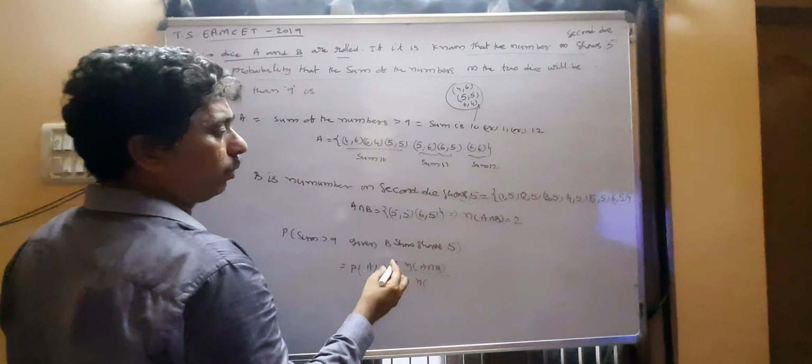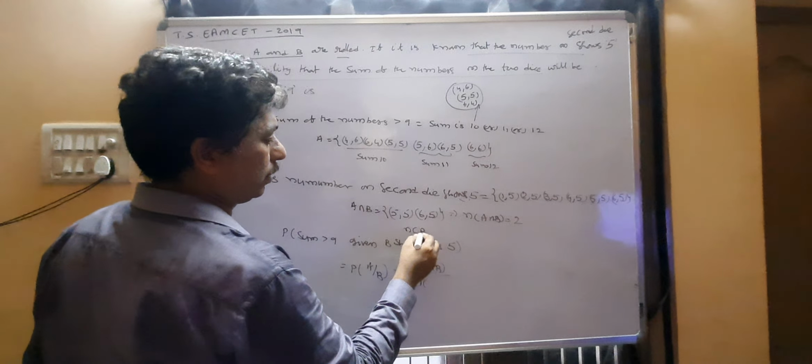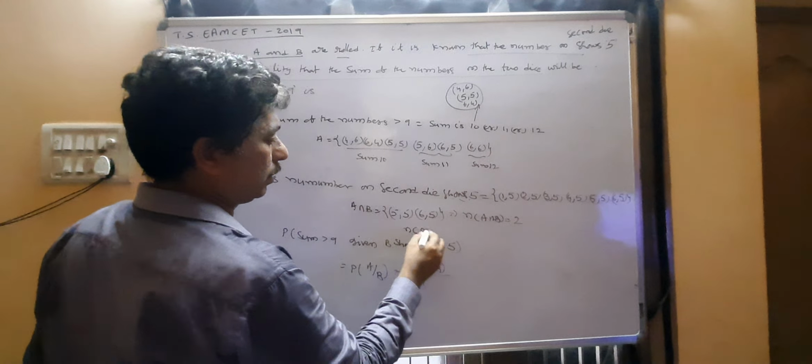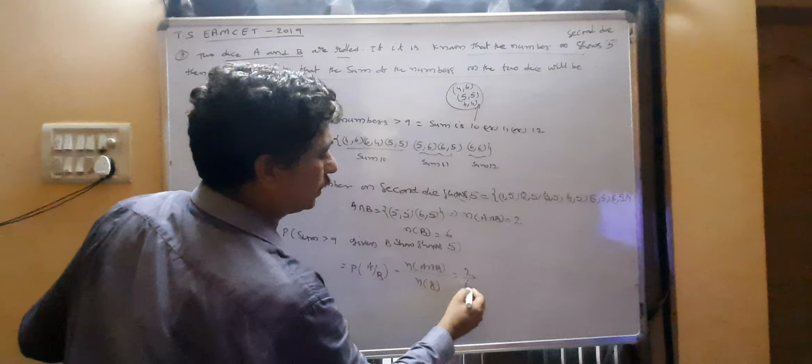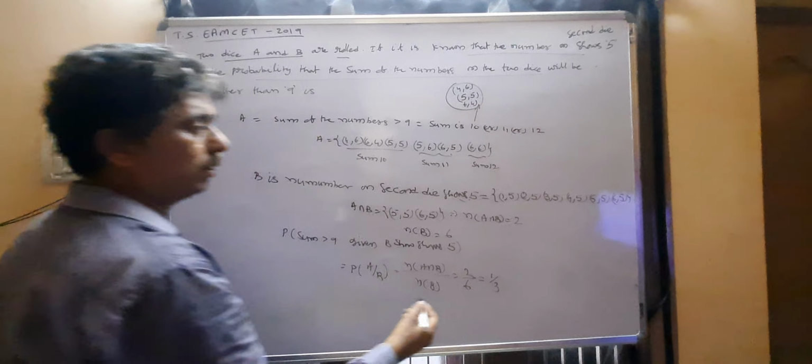n of B equals 6 chances: 1, 2, 3, 4, 5, 6. So n of A intersection B by n of B is 2 by 6, which equals 1 by 3. That is the answer.